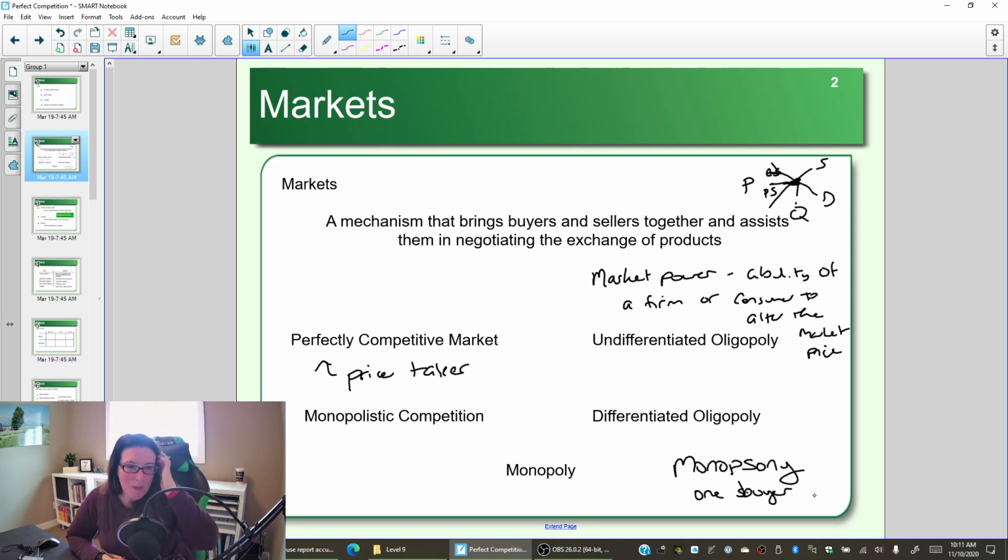So an example of a monopsony is pharmaceuticals in Canada. Our government is the single buyer. They buy and negotiate the price for drugs on behalf of, provincially, because our healthcare is at a provincial level. They negotiate a price for drugs at the provincial level. So one buyer, a number of pharmaceutical companies that sell drugs.